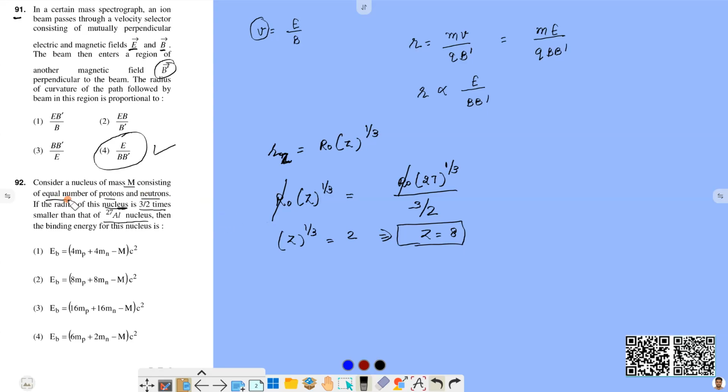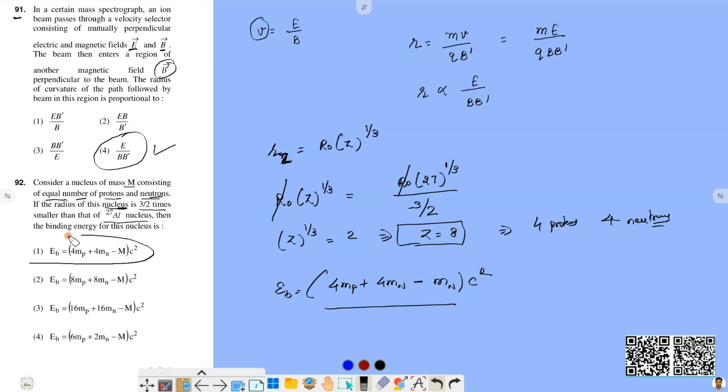Now as mentioned here, it has an equal number of protons and neutrons, so we can say there will be 4 protons and 4 neutrons. Here we have to find out the binding energy. So the binding energy will be equal to the mass difference. That will be EB equal to 4 times the mass of proton plus 4 times the mass of neutron minus Mn, where Mn is the mass of the nucleus, times C square. This is the mass difference. And if I compare it, then only option 1 matches with it. So option 1 is the right answer.